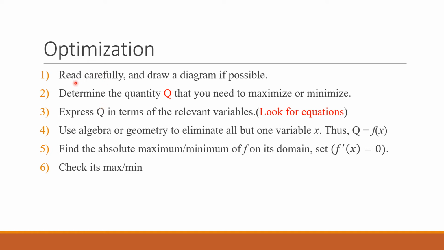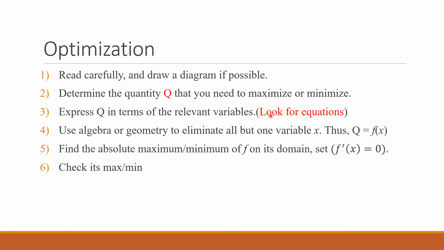Some helping tips. First, you need to read carefully. You need to draw a diagram if possible. If he's talking about an area of a cube, you draw the cube. If he's talking about a volume of a cylinder, you draw the cylinder. Then we determine any quantity Q he's talking about and he wants to minimize or maximize. If he wants to maximize costs, we're going to give it a symbol C and we'll say he wants this maximum. Express Q in terms of the relevant variables.